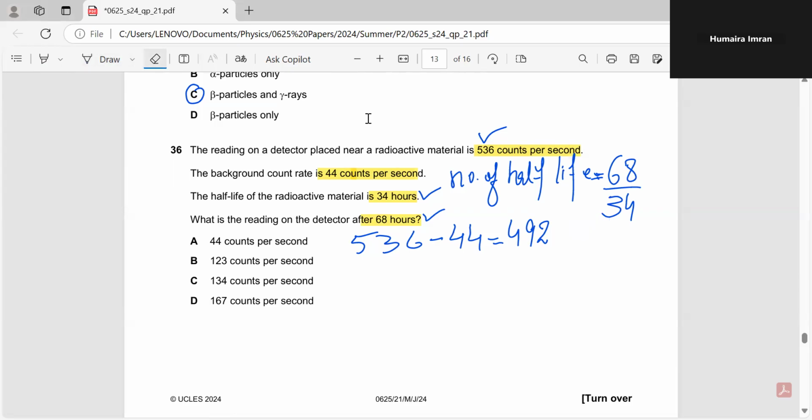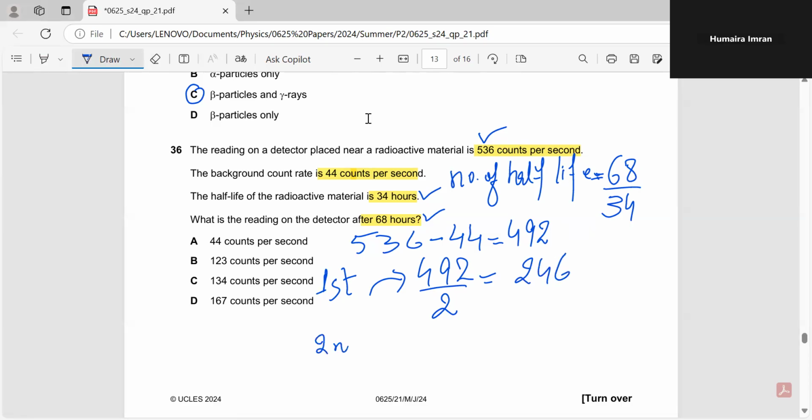492 divided by 2. So after the first half-life, our reading will be 246. When you divide this, you get 246. So after the second half-life, 246 divided by 2 once again, your answer will be 123.